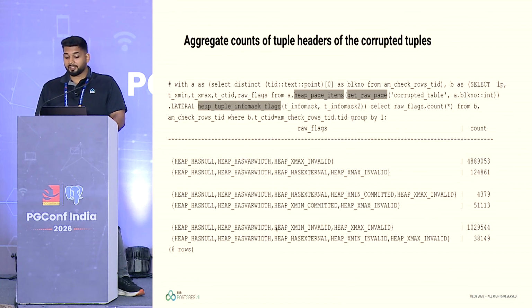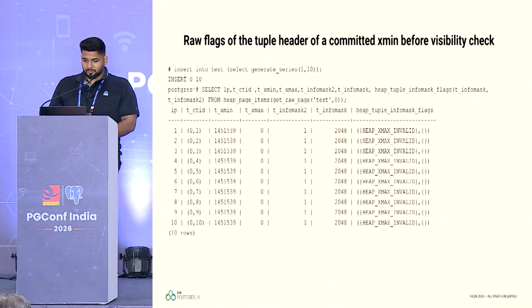There's a third category which says heap xmin invalid and heap xmax invalid. This is quite interesting, and we'll get to it. I did a bit of testing to understand each of these headers, to understand what they mean exactly and in which scenarios these combinations of flags would occur. So this is a test. I'm trying to insert 10 rows in a test table, and I'm also looking with the help of these extensions at what the tuple headers look like.